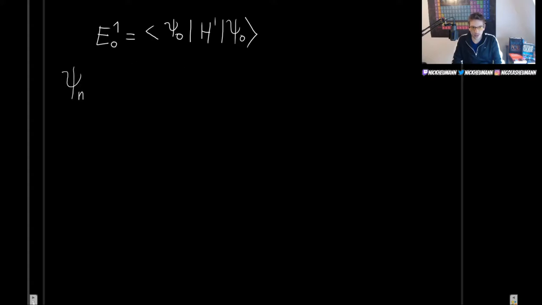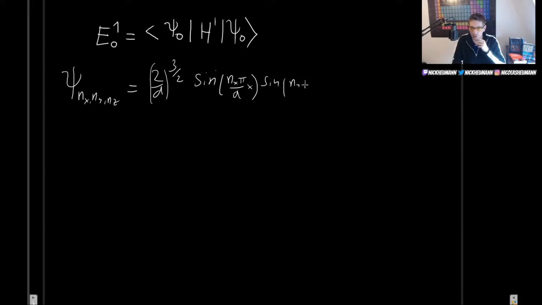And what were our wave functions? Well, the wave function for the state nx, ny, and nz. For the infinite cubical well, they are (2/a) to the 3/2 power. And then we have sine of nx pi x over a, sine of ny pi y over a, and sine of nz pi z over a. Okay, so these are the wave functions that I hope you understand where they come from.